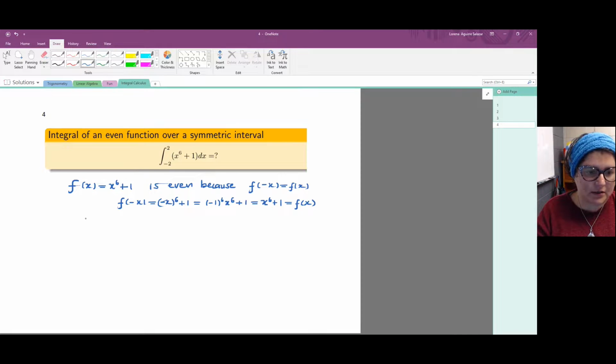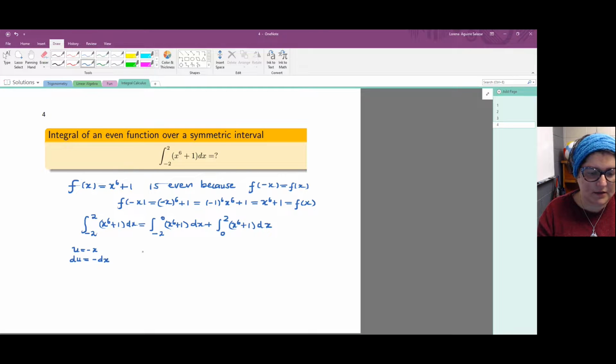Now here the trick to find this integral is to say that this integral that goes from -2 to 2 is the same as the integral from -2 to 0 of our function, the one that is even, plus the integral from 0 to 2 of our function. And then we can use substitution for one of the integrals. We can say u is minus x, so that du is negative dx.